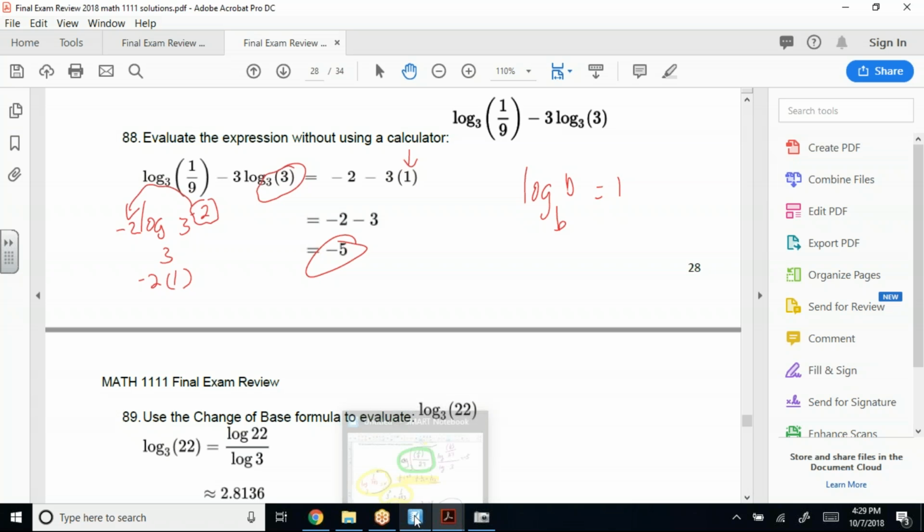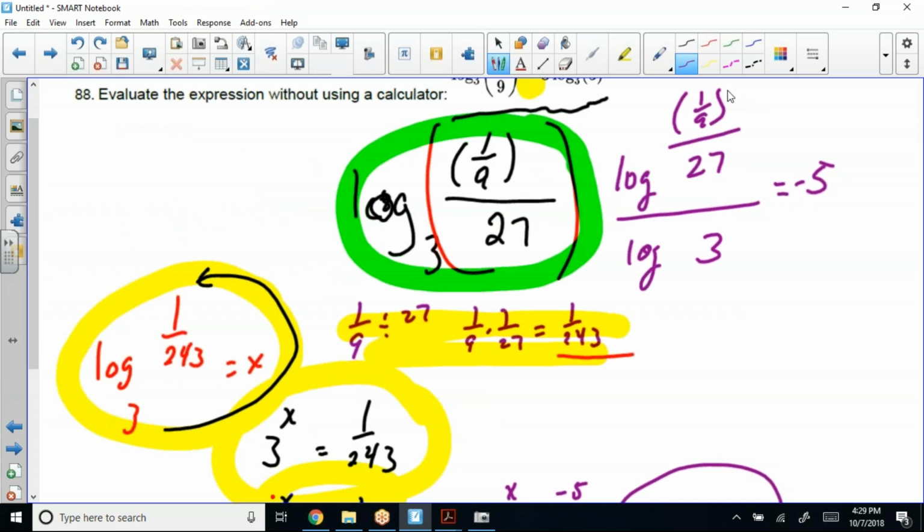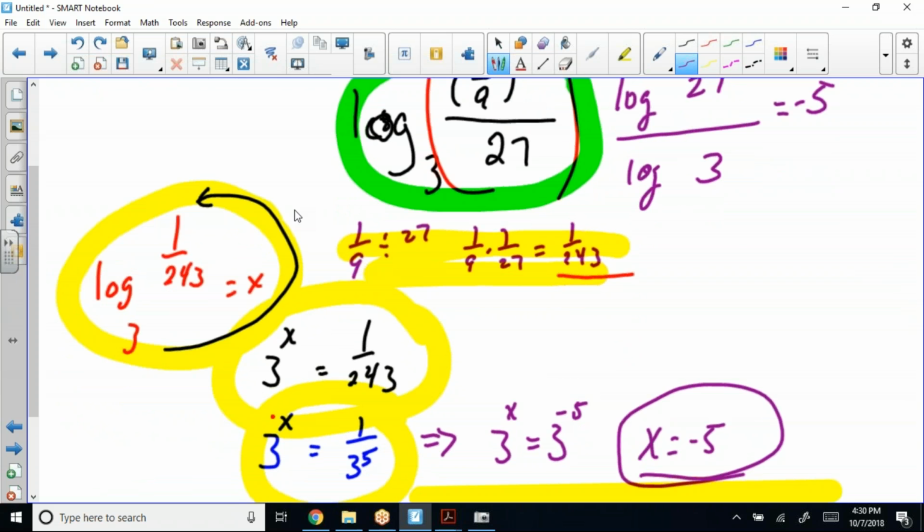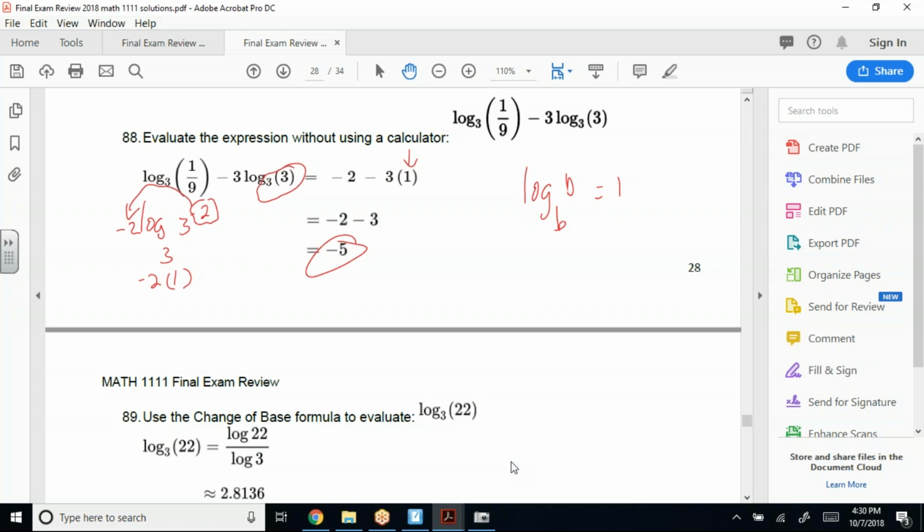So with that being said, I've done it by common logs, right? Made it back as one, and then done the common log. And then I also rewrote it as an exponential and solved it and still got -5. Or you could do it as they've done over here by the power properties. Now, which ones will you see? That's dependent upon your knowledge and understanding of the properties.